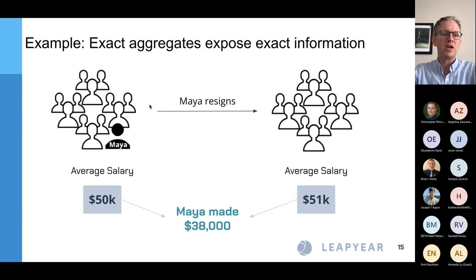So, in the first query, you might have 1,000 individuals. The second query, you have 999. But, with that gap, you've actually perfectly exposed, unfortunately, the information of the individual who was missing.